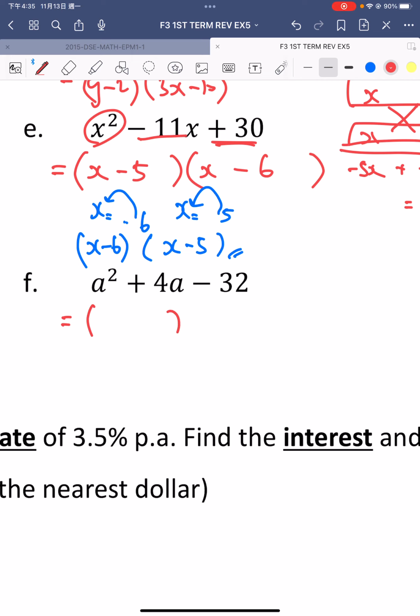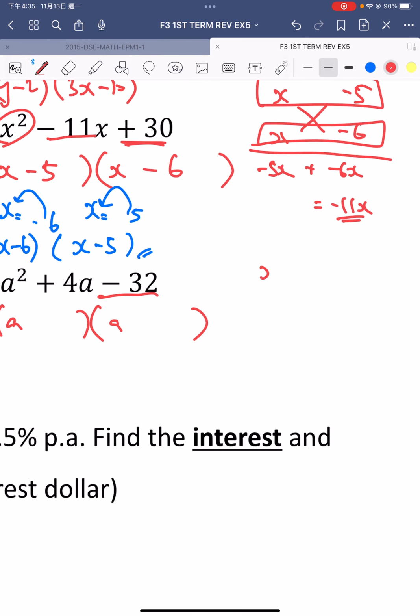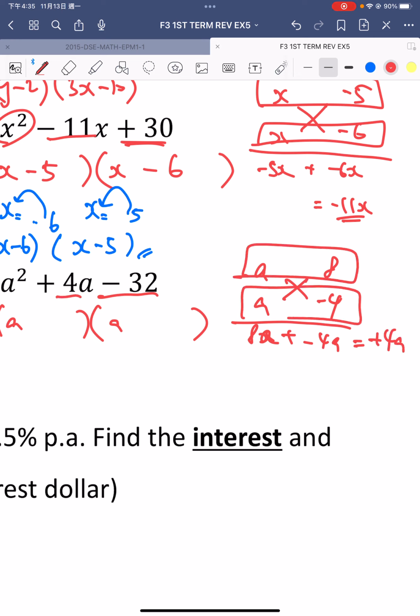Alright, so for question F, we can do a similar thing. We can use two things multiplied together. We can put a and a here, and then think about two numbers multiplied together equal to negative 32. So we have a, and we think about 8 times negative 4 is equal to negative 32, which is correct. And then we cross multiply them, so we have negative 4a and 8a. We add them together to give you a positive 4a, which is correct, which is actually the same as the middle one. So our answer is just a minus 4 times a plus 8.